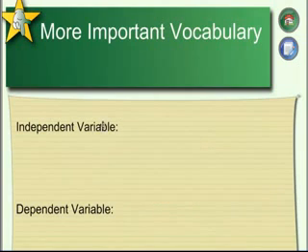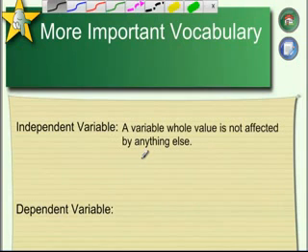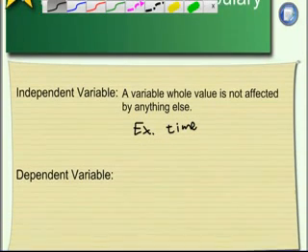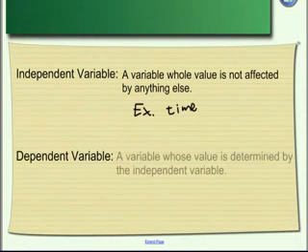Next important vocabulary words we have are independent variable. An independent variable is a variable whose value is not affected by anything else. A good example would be that an independent variable is usually time. Nothing really affects time, it keeps moving forward. Okay, then we also have our dependent variable. Our dependent variable is a variable whose value is determined by the independent variable. So they kind of relate to each other.